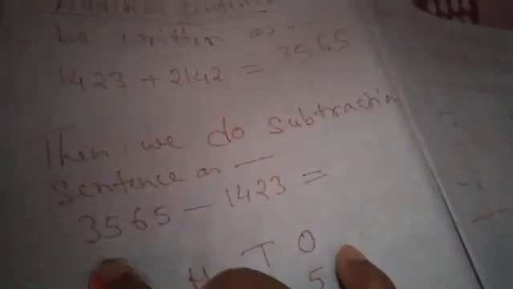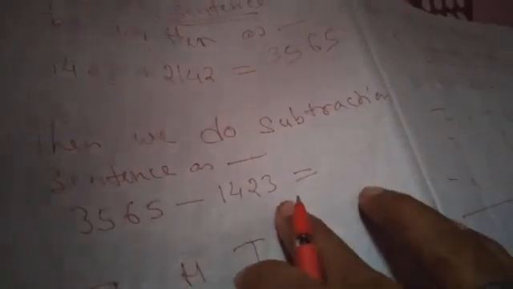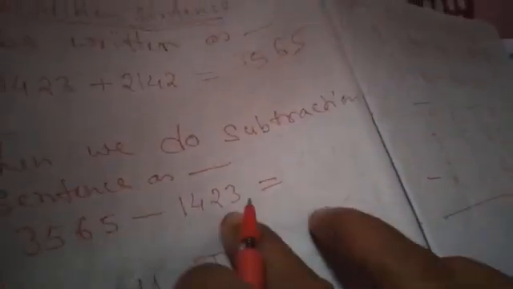Now we will do the subtraction. 5 minus 3 is 2, 6 minus 4 is 4, 5 minus 4 is 1, 3 minus 1 is 2. So we get 3565 minus 1423 equals 2142.